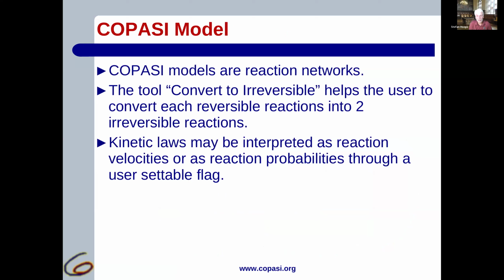In COPASI, I mentioned already, models are reaction networks, and a reaction network often contains reversible reactions. So in that case, COPASI has a little tool which automatically splits reversible reactions into the forward and the backward parts, analyzes the kinetics of that reaction, and does a split there too. That is possible for most kinetic laws. Sometimes it's not possible, and COPASI will need a little help.